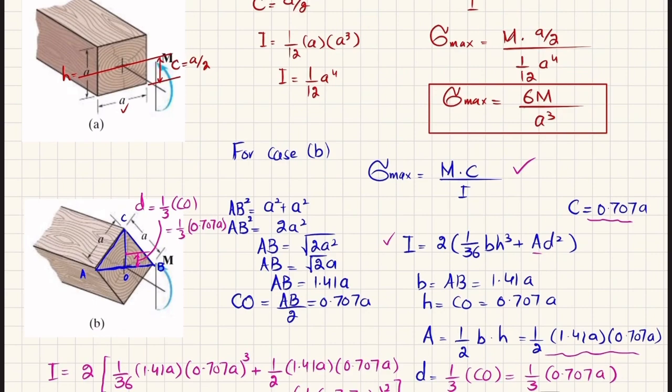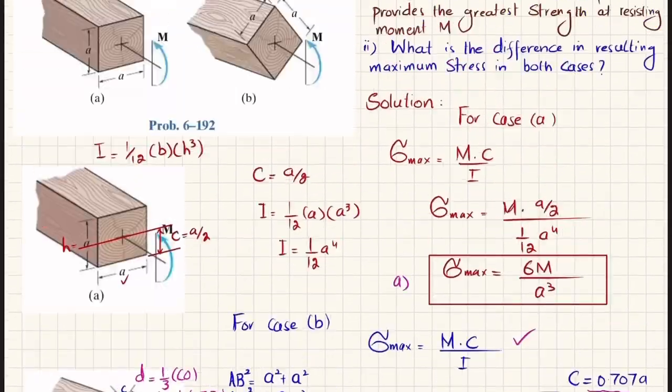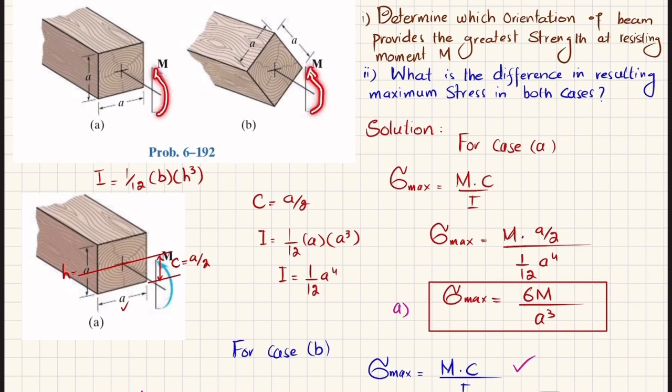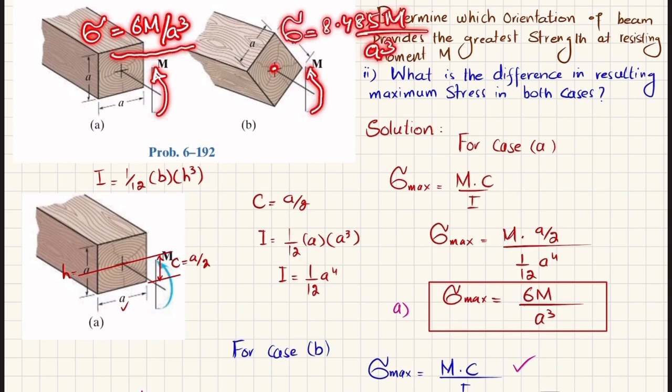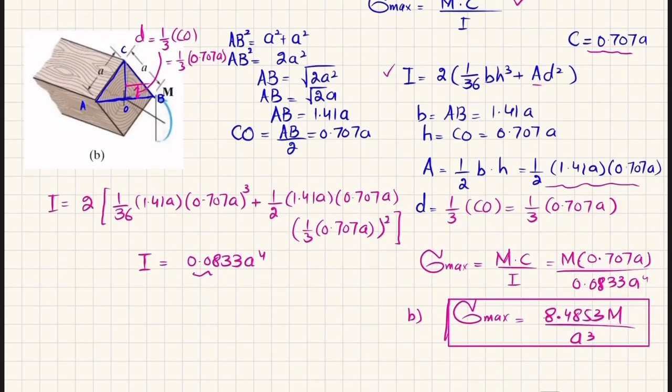Now you can see this is for case A, and this is 6M, and this is for case B. So for applying the same moment over these two different orientations, this gives a bending stress of 6M over A cube, while this gives a bending stress of 8.4853 M over A cube. Since this value is the smallest stress, it means that the same moment is producing the smallest stress as compared to here. Clear? So the safest or highest strength will be case A. Clear? So I will write it over here.